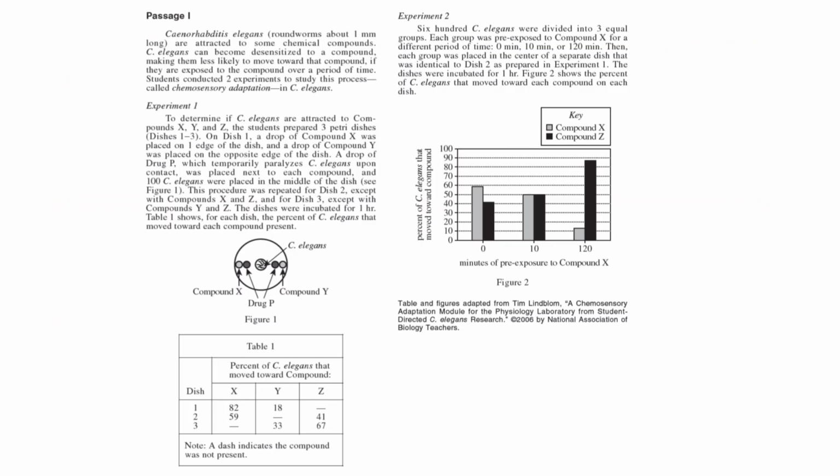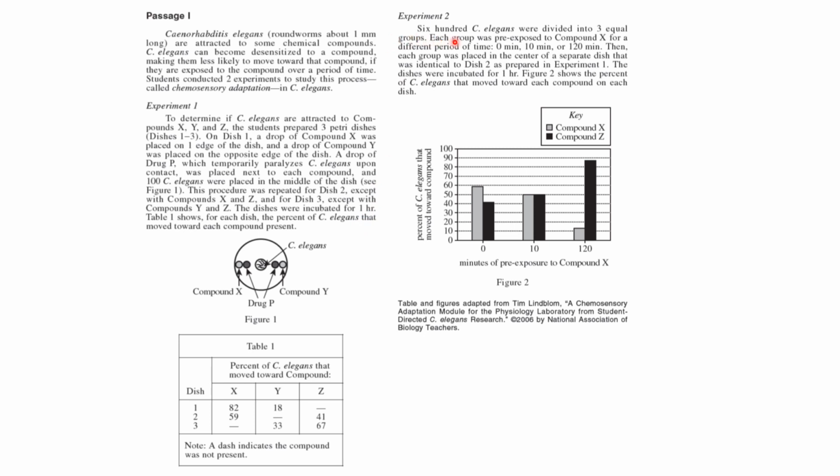So let's just quickly break down, if you're not going to read, how to do this. They're studying a roundworm that's attracted to some chemical compounds. If they're exposed over a period of time, they're less likely to move towards that compound. So students conducted 2 experiments to study the process of basically roundworm smell. Experiment 1, they're attracted to compounds X, Y, Z. On dish 1, they have compound X and Y. On dish 2, they have compound X and Z. In dish 3, they have Y and Z. And then it looks like they're showing which one they move towards, which one they're attracted to.